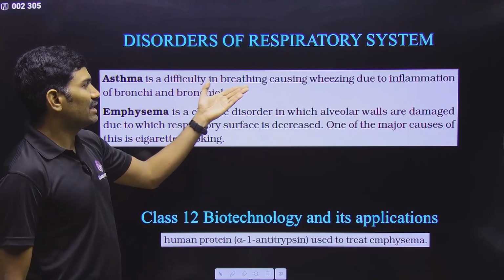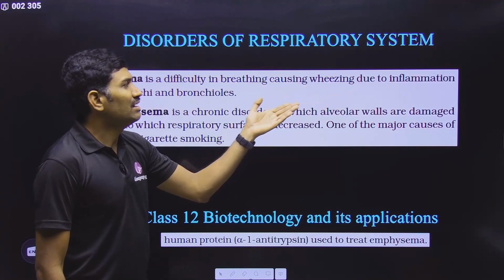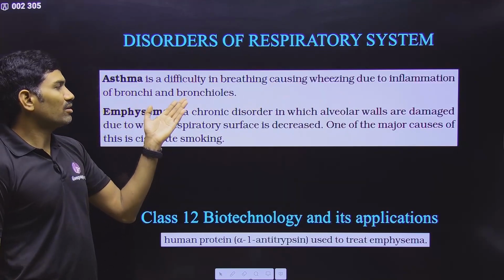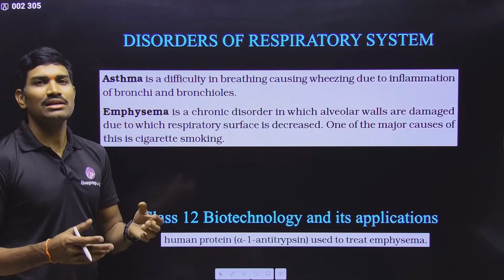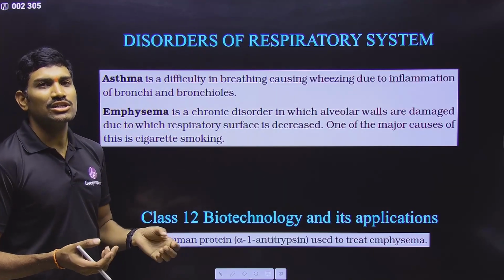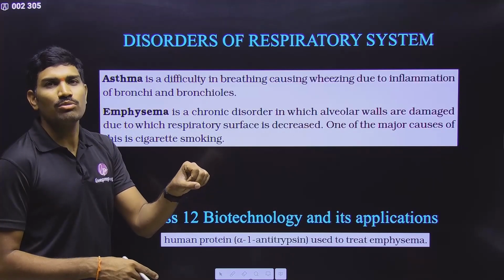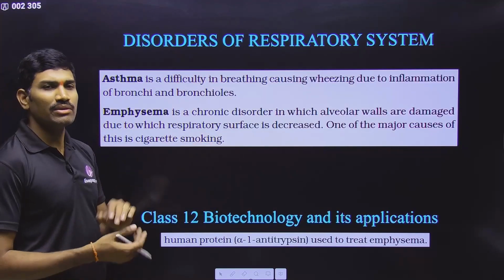That's what they're saying. Difficulty in breathing, that is ultimately causing wheezing, due to the inflammation of bronchi and bronchioles. Bronchi and bronchioles are inflamed, swollen. Since they are swollen, the diameter of this particular lumen got decreased. This is what the problem is.